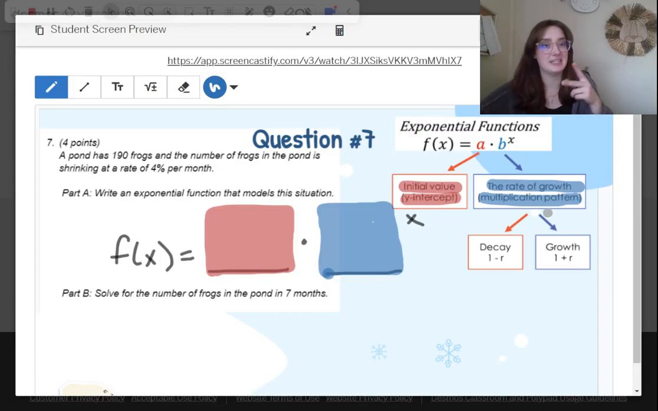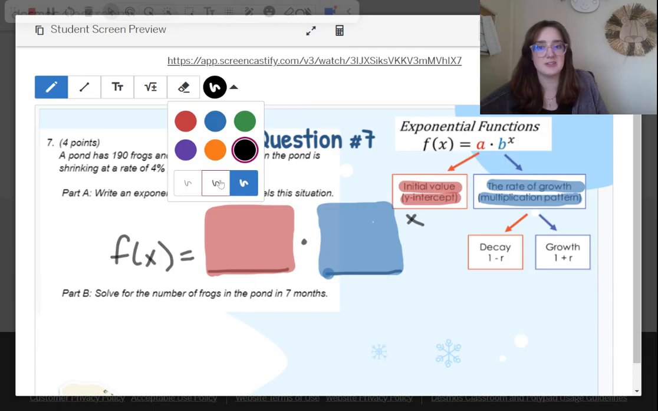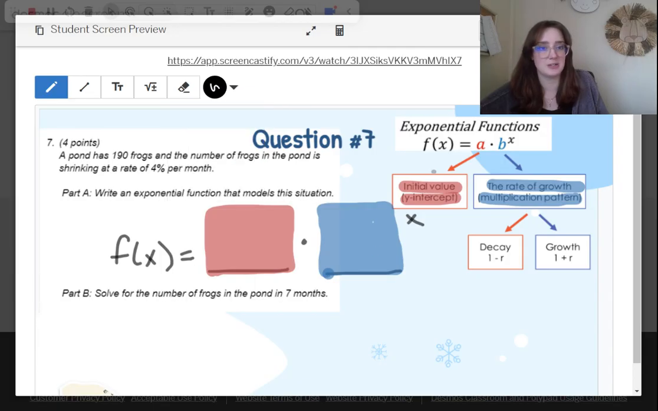But also, because this is a percentage, our second part of this is figuring out, is this decay or growth? All right, but let's start with the basics. Let's start with just part A, and then we'll come back to part B.